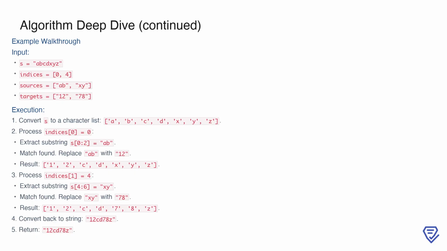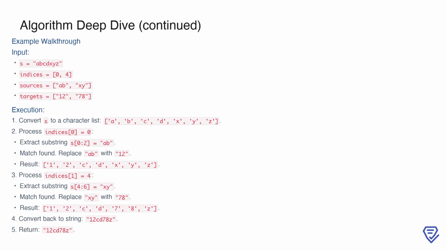Now, we process the first index, indices[0] equals 0. We extract the substring s[0:2] equals ab, which matches sources[0]. We then replace ab with 12, resulting in the character list 1, 2, c, d, x, y, z.